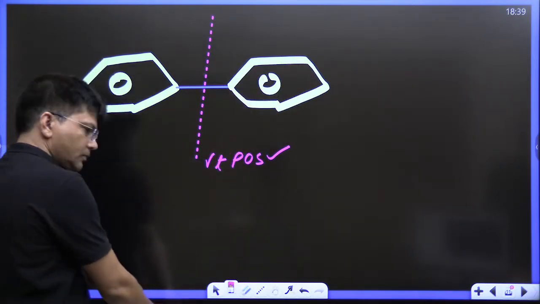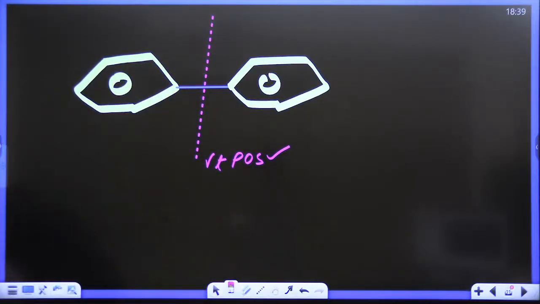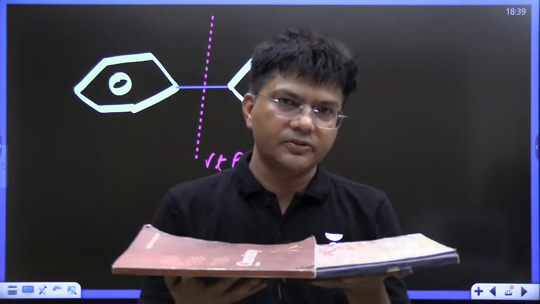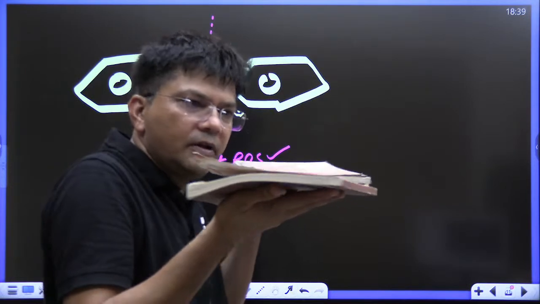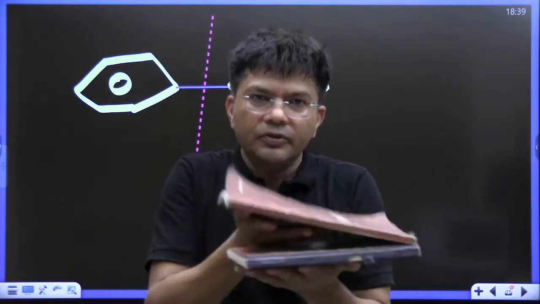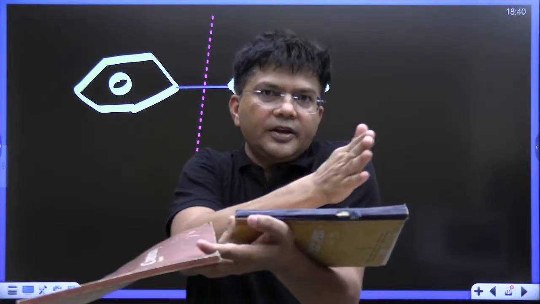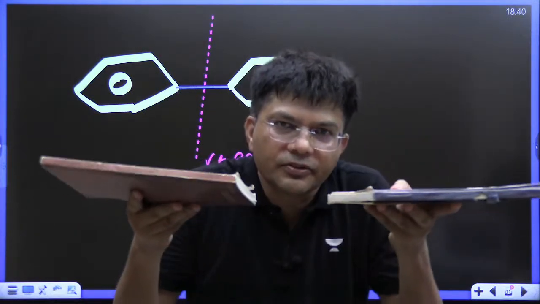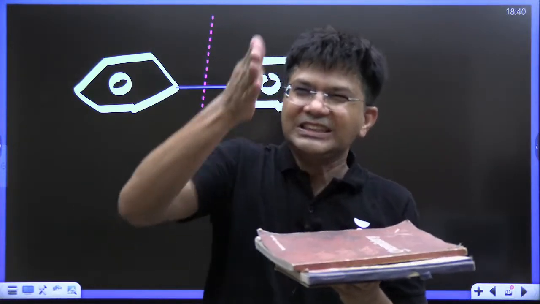Let me show you in 3D. These two phenyls, let us suppose these two are like phenyls. Can you see? Now, I can cut it from in between, like this. One phenyl will go that side and one phenyl will go this side. This is the vertical plane of symmetry.